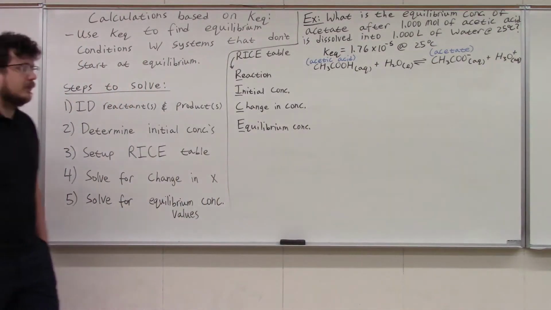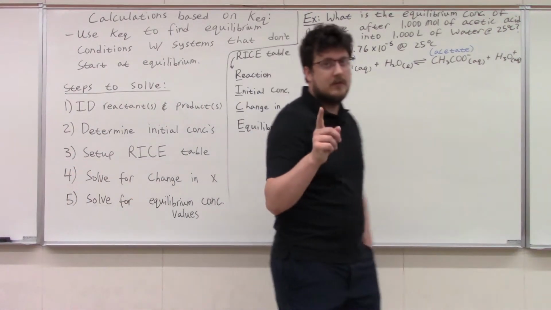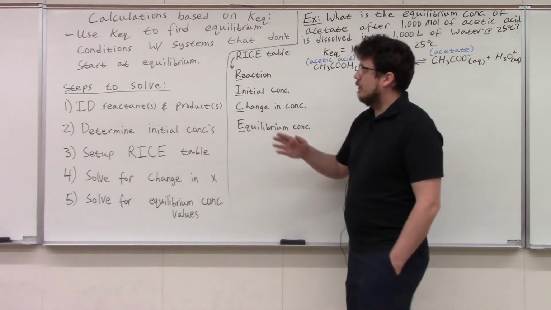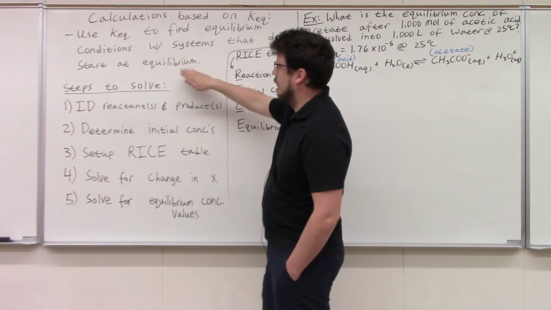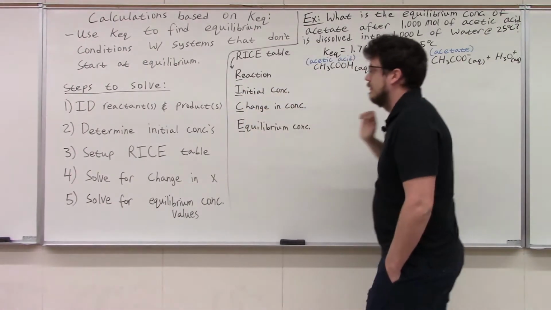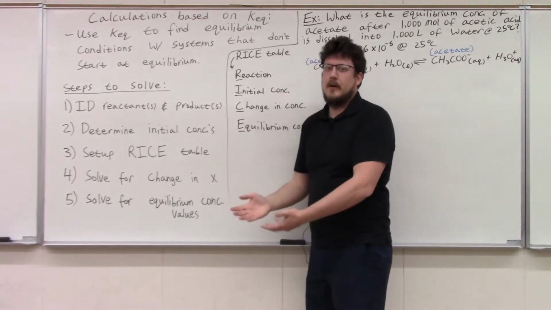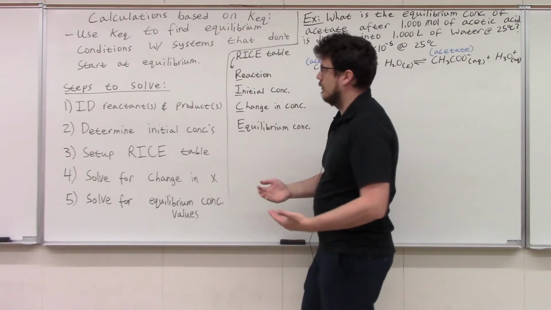So we know our initial conditions, but we don't know where we're going to end up, but we do know the equilibrium constant, so we can calculate it. And that's what we're going to work on here. So we're going to use KEQ to find equilibrium conditions if we don't start at them. So we know what we started with, we know what KEQ is, we can figure out where we end. We can figure out what equilibrium is going to look like. That's where we are now.